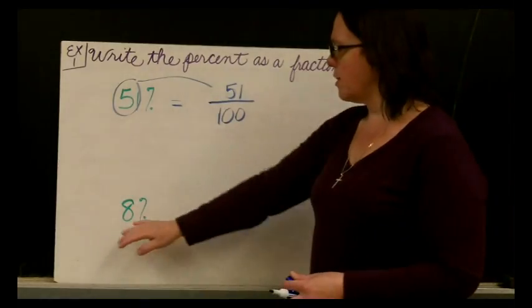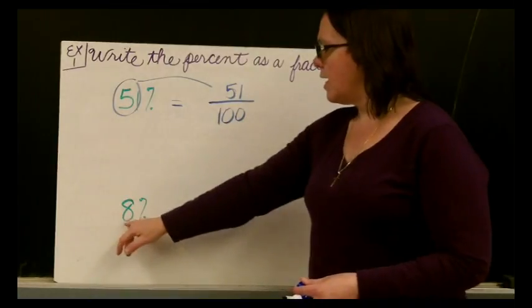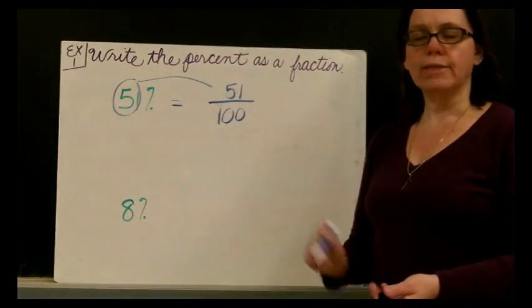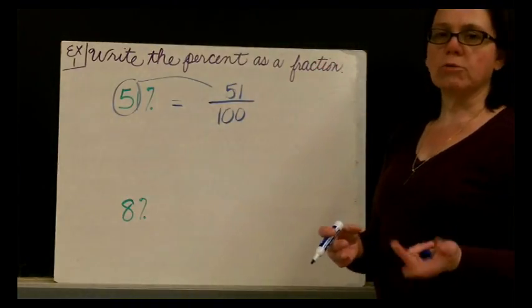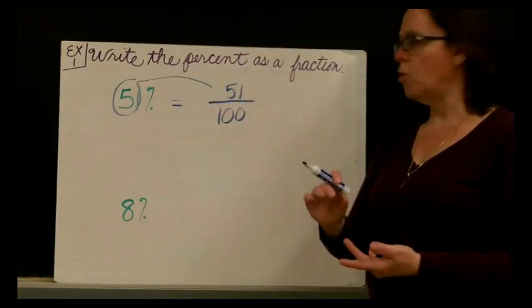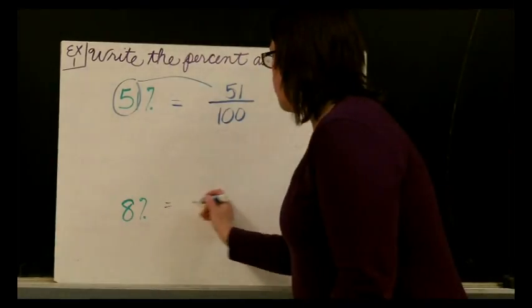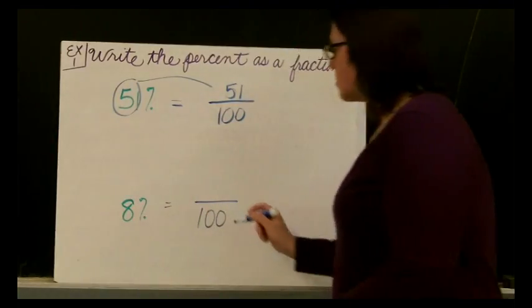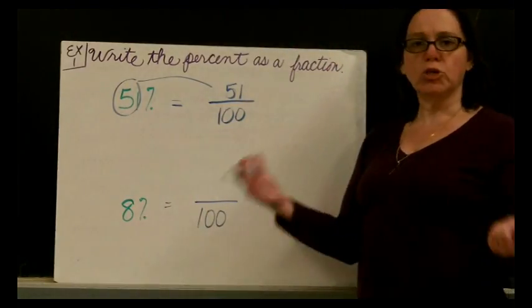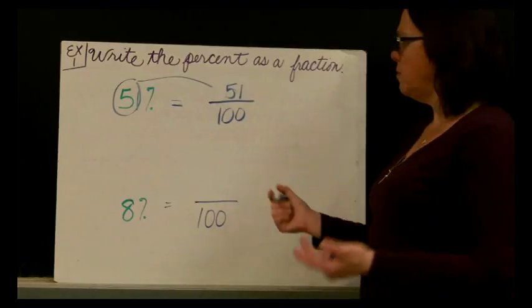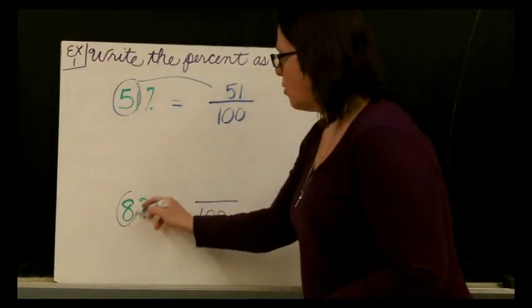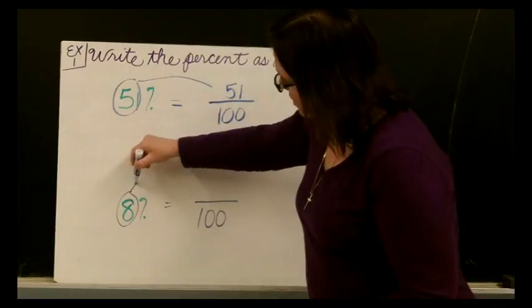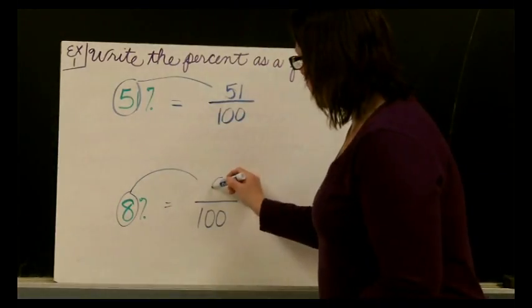And we'll do one more like this. Here we have 8%, 8 parts of 100. And as I said before, percent is a ratio of parts to whole. So we set up our fraction bar. We put 100 in the denominator because 100% means the whole of something. And we take our 8% and we put it into the numerator.